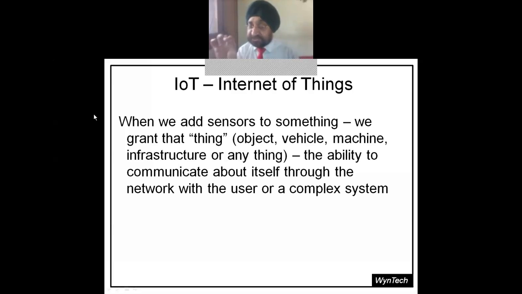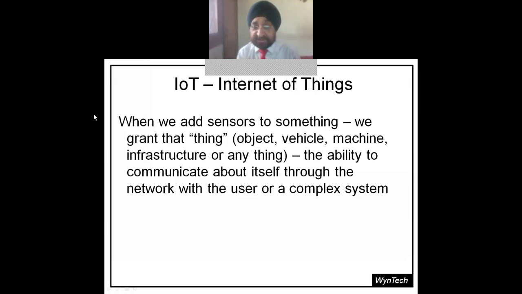Things means any machine or anything which we want to switch off, or whose speed we want to reduce, or whatever we want to do. We put a small circuit over there which is controllable by a network. My network could be my mobile phone, my laptop, or any complex server.